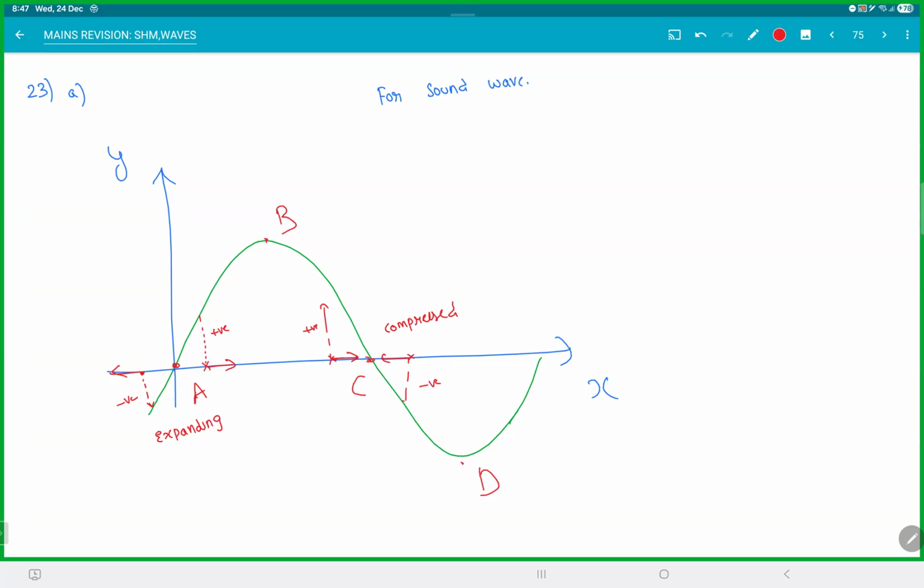Now in this, there is another question they can ask you. In a sound wave, what is the phase difference between the displacement and the change in pressure? A sound wave, the phase difference between the displacement and the pressure.